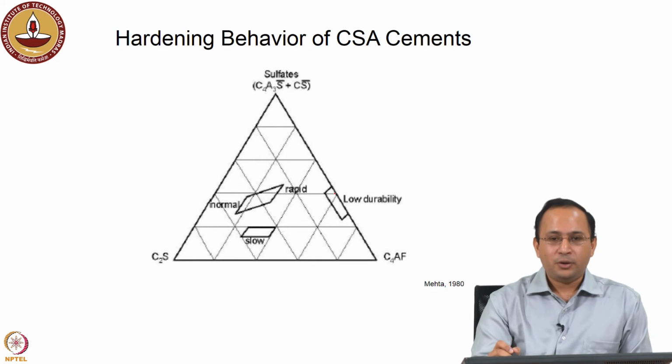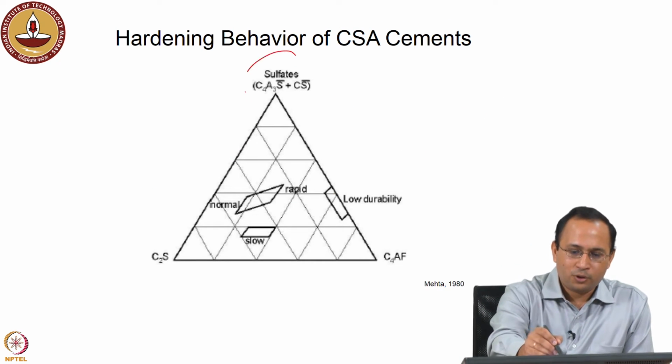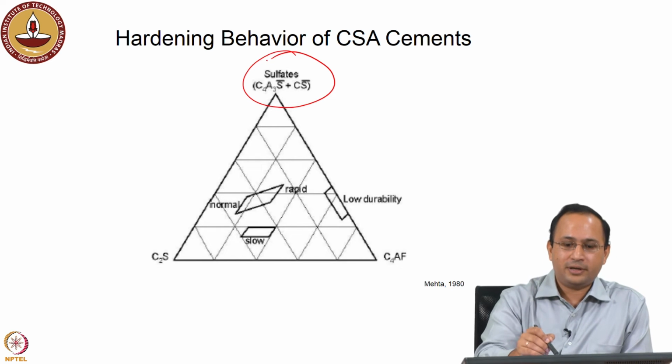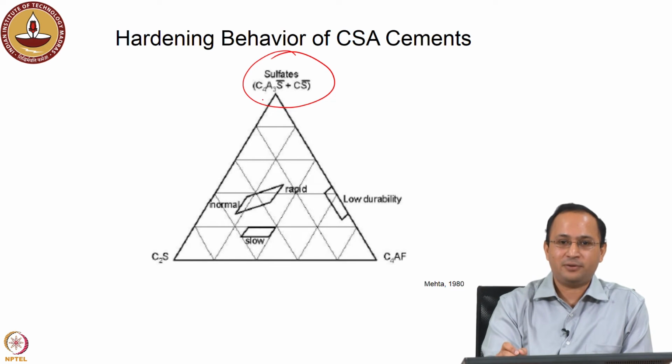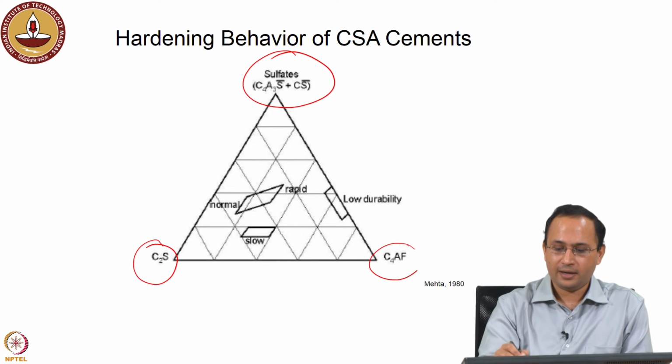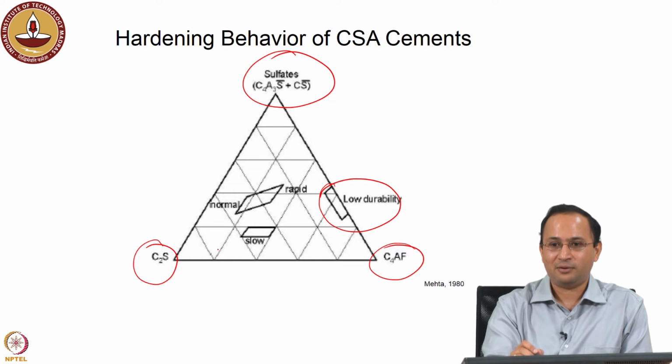So if we look into this ternary diagram, where we put all sulfates in one corner, in the form of ye'elimite and calcium sulfate, you can combine C4A3S and calcium sulfate. Here is the C2S silicate phase, and the ferrite phase C4AF. It gives a very good idea of where you want to be. You do not want to be in this region because you do not have enough C2S, you do not have enough binding phase. If you are somewhere here, that means the product has low durability.